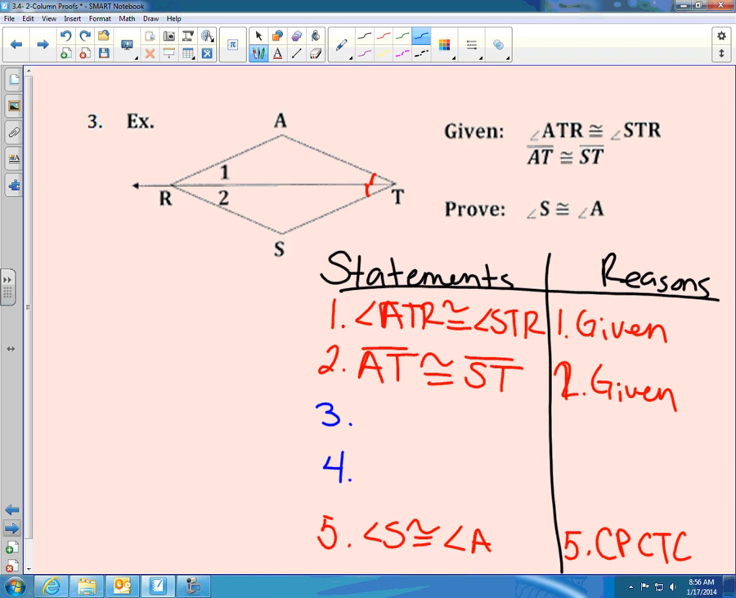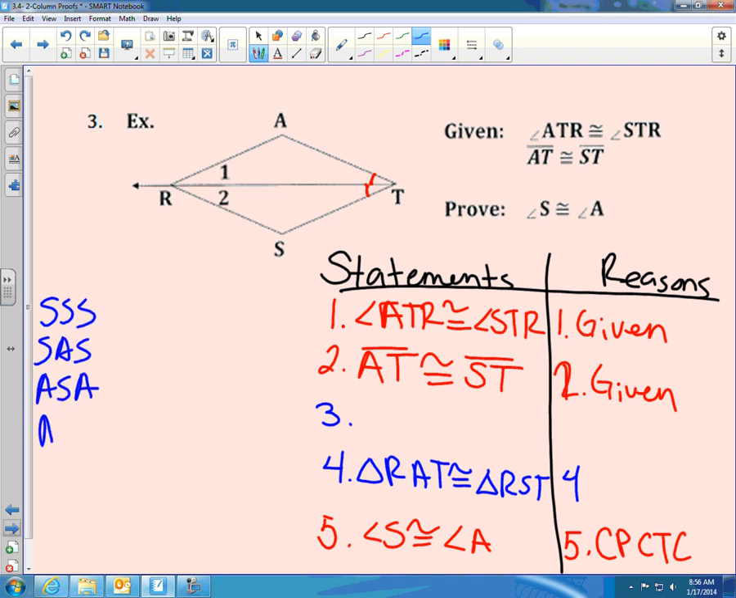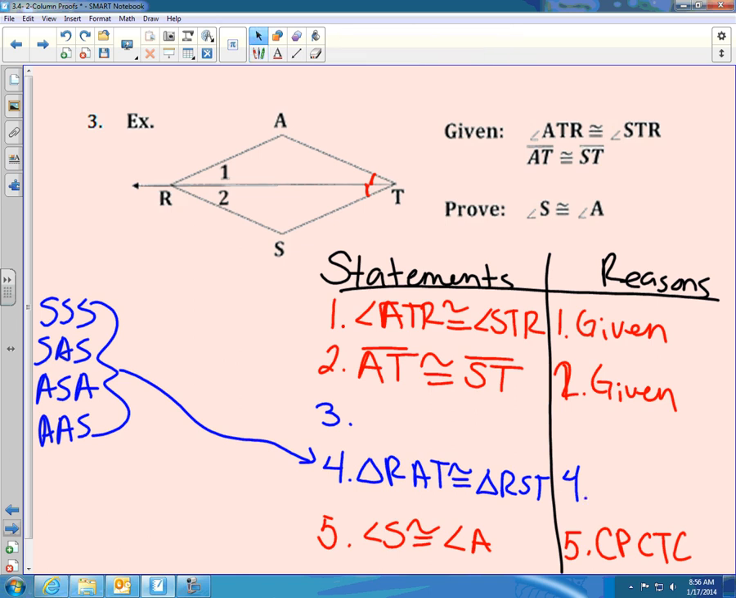Now, before we can prove that the angles are congruent, we need to prove that the triangles are congruent. So triangle RAT is congruent to triangle RST. And that is going to be either side-side-side, side-angle-side, angle-side-angle, or angle-angle-side. One of these four is what you're going to use to plug in there. So I want you to come up with step 3 and then come up with why are my triangles congruent.